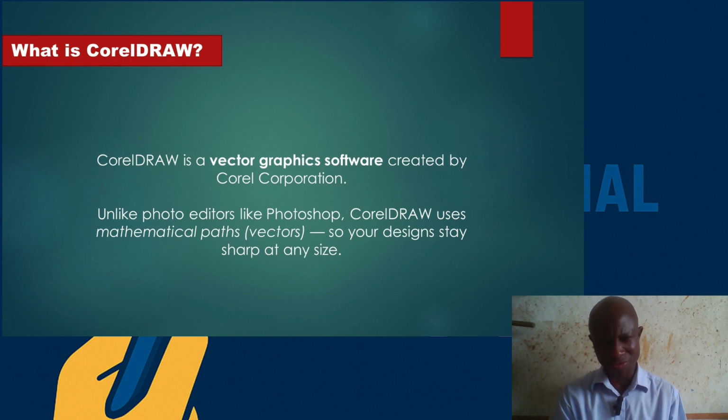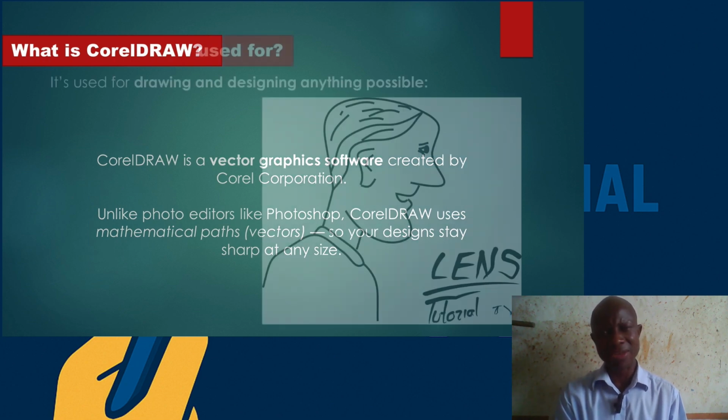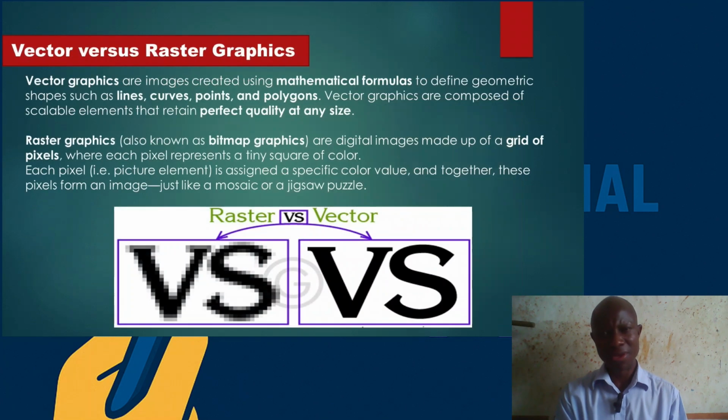Vector graphic software. What do you mean by that? Go back to the difference between vector and raster graphics. We have two broad groups of graphics. Some are called vector graphics. Some are called raster graphics. Vector graphics and raster graphics. CorelDRAW falls into vector, producing vector graphics.